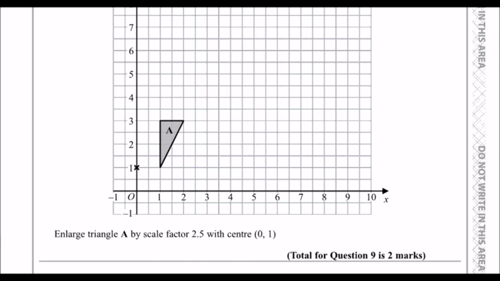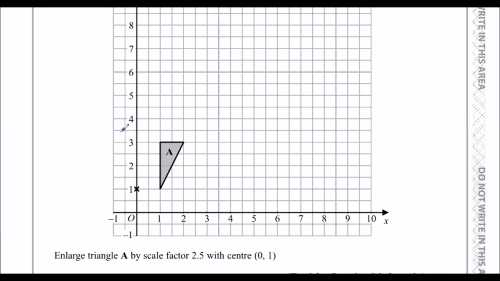Question 9. Enlarge triangle A by a scale factor 2.5, center 0, 1. It's been marked on for us. So the scale factor is 2.5, which means to get to any point, we're going to go 2.5 times as far. So to go from our center to this red point, we're going along 1 at the moment. So 1 times 2.5 is 2.5. So that point moves to there.